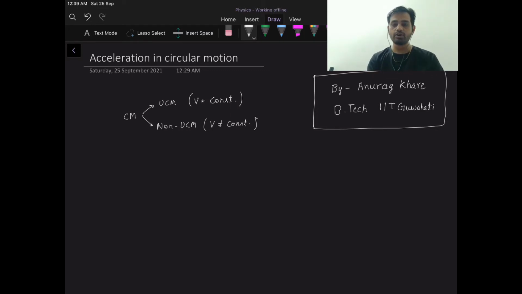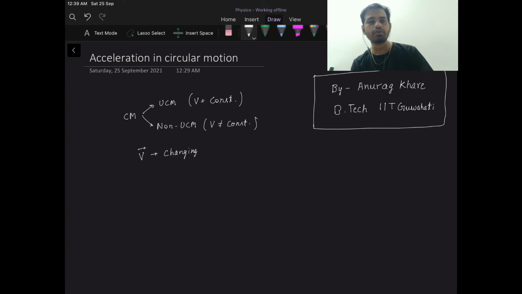But here I am talking about speed, not velocity. Velocity in both cases of circular motion is never constant. It keeps on changing. So velocity will always be changing. What happens in uniform circular motion? In uniform circular motion, though speed is constant, the direction of velocity keeps on changing. So that's why we say that velocity is changing even in uniform circular motion, as well as in non-uniform circular motion.